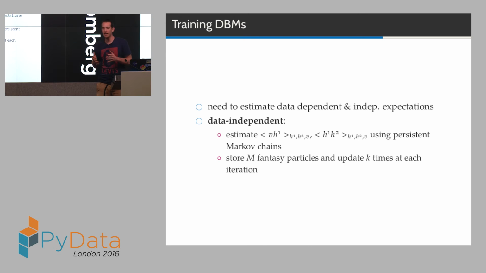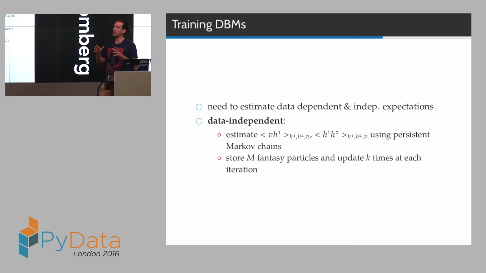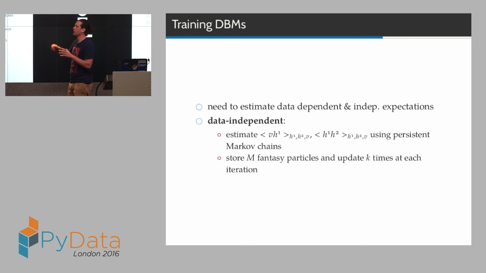The idea here is that if the weights in your network are changing at a slower rate than these particles are approximating this joint distribution, then you're going to be able to get a good approximation to the expectation of interest.